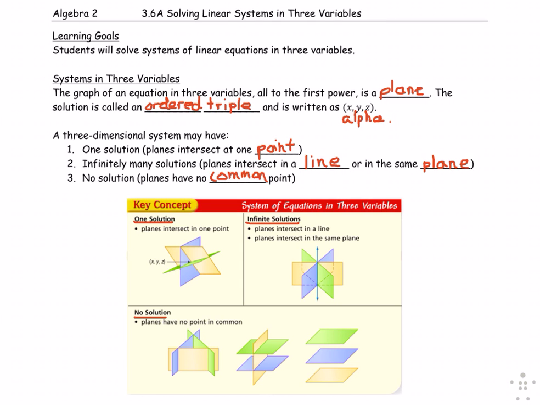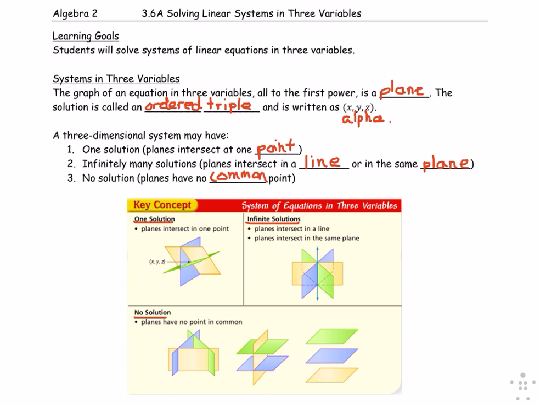Infinitely many solutions can look like one of 2 things. They're either 3 stacks of paper on top of one another, so they are the same plane. All 3 equations are the same. And then the other case is when the 3 planes intersect in the same line, because remember, a line has an infinite number of points.